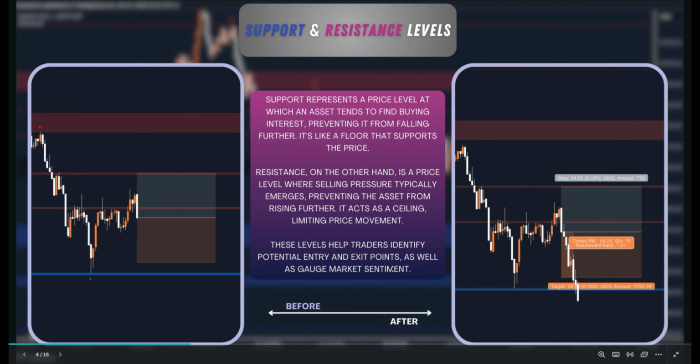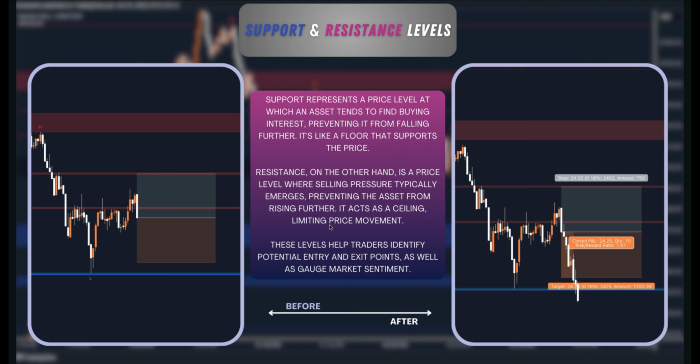Okay, so we are going to be using support and resistance levels. Support represents a price level at which an asset tends to find buying interest, preventing it from falling further. It's like a floor that supports the price. Resistance, on the other hand, is a price level where selling pressure typically emerges, preventing the asset from rising further. It acts as a ceiling, limiting price movements. These levels help traders identify potential entry and exit points, as well as gauge market sentiment.